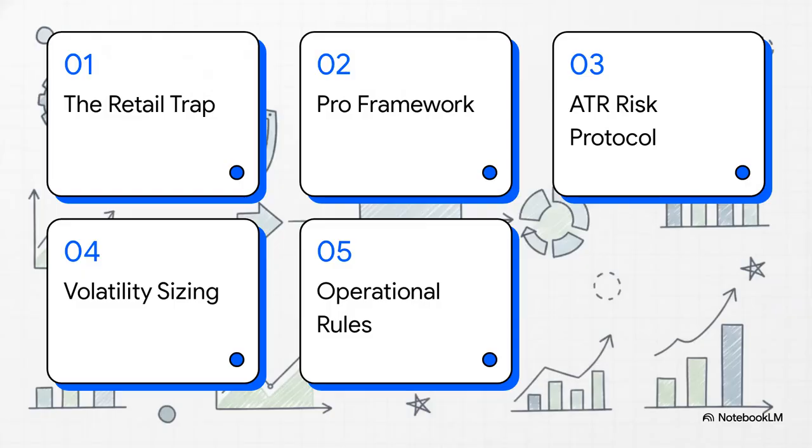Here is our blueprint for today. We'll start with 1, the retail trap. Move into 2, the institutional framework. Discuss 3, the ATR risk protocol. Break down 4, volatility-adjusted sizing, and finish up with 5, pro-operational rules. Let's not waste any time.